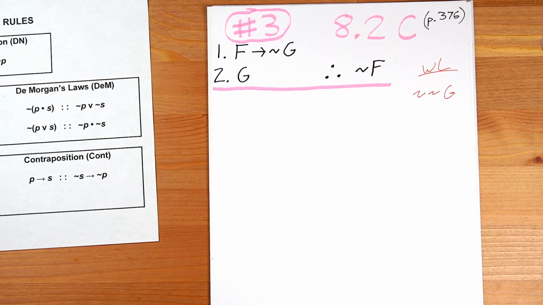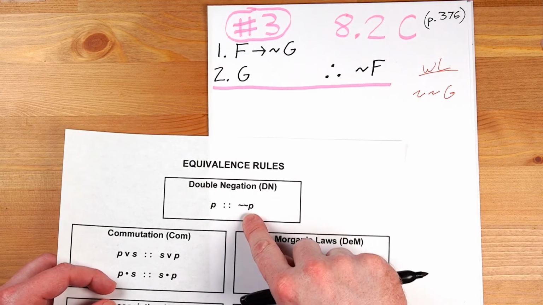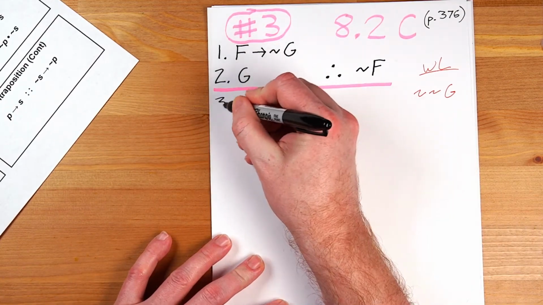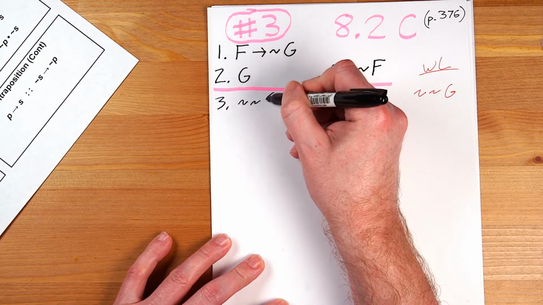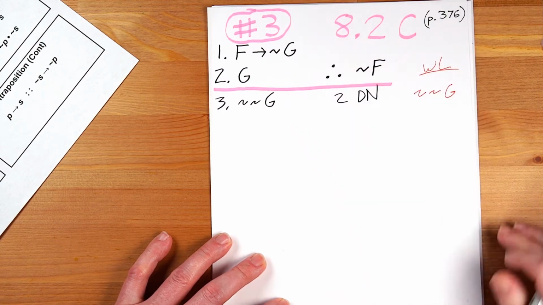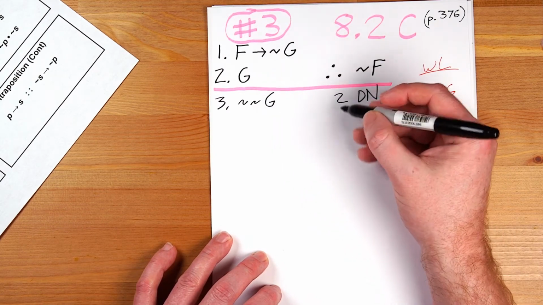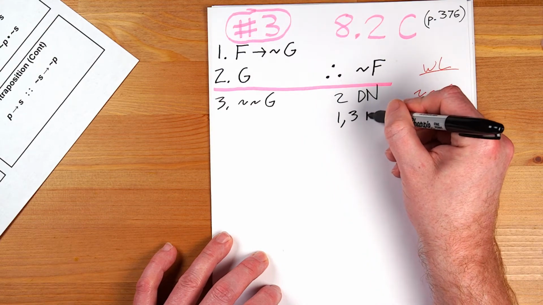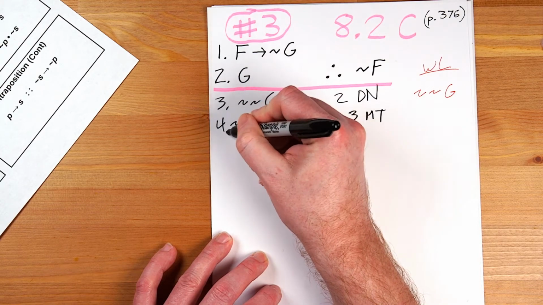Well, luckily our new rule, double negation, right? Which is of course super intuitive, but now we have a rule that lets us do that. We can just take number 2 and double negate our G. So 2 DN, double negation. And now we can use our line 1 and line 3, modus tollens. And that gives us not F.